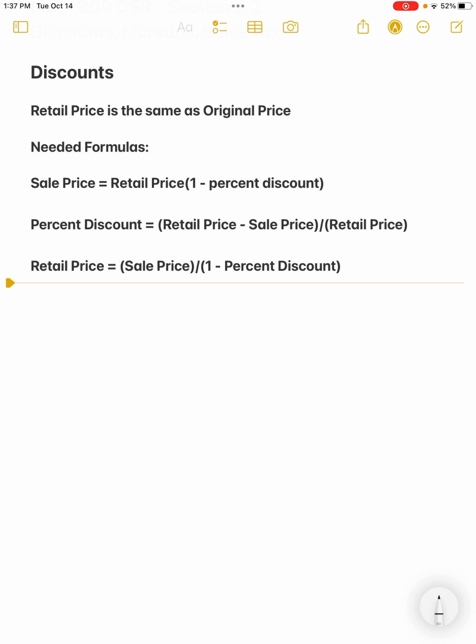So keep in mind, as they ask you to find sale price, they'll give you the retail price and the percent discount so you know what numbers to plug in. Similarly, as they ask you for a percent discount, they'll give you the retail price and the sales price, so that you know what to plug in. And you'll see this happen as we go through various examples. I do always want to remind you of this.